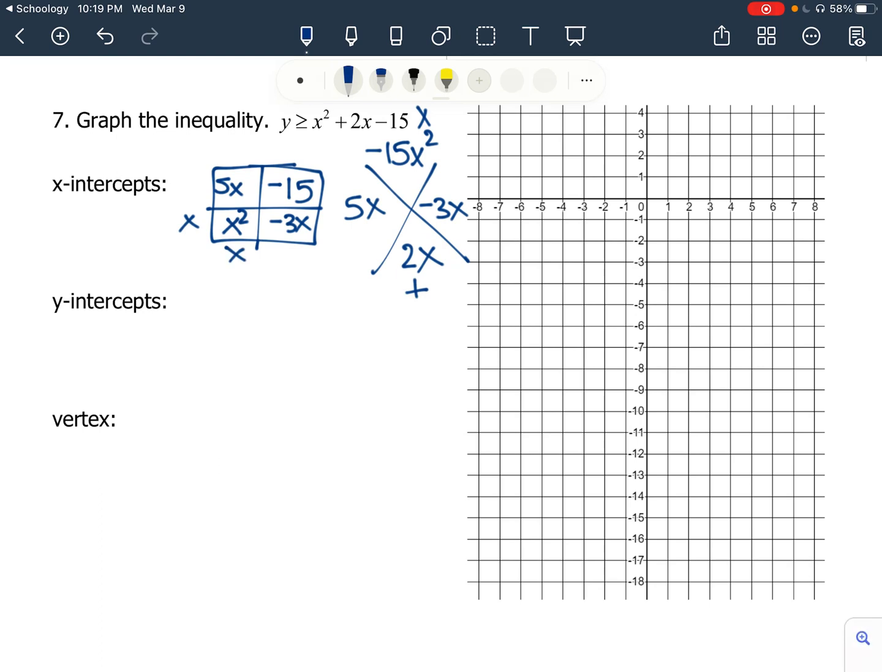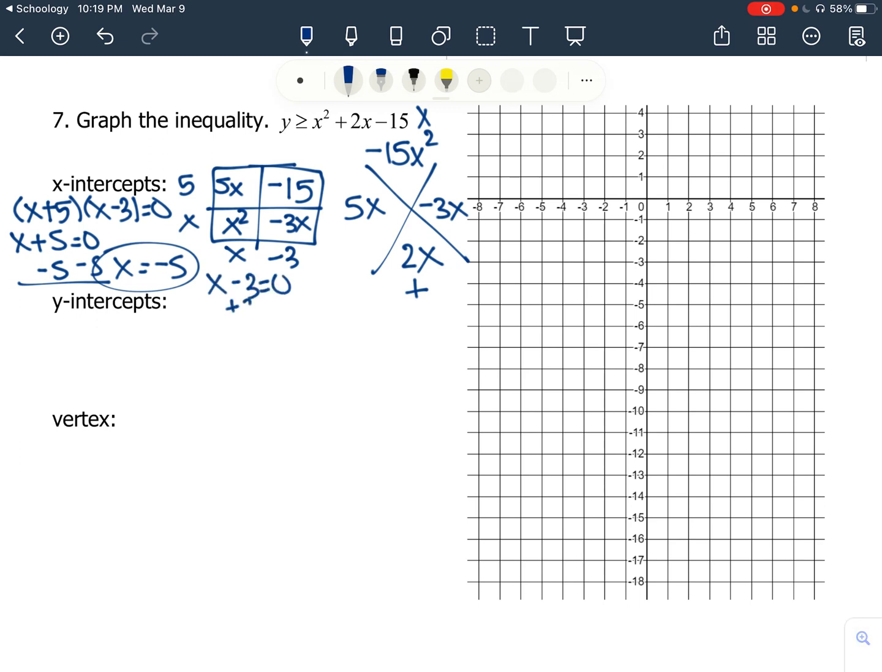So x times x is x squared. x times 5 is 5x. 5 times negative 3 is negative 15x. So to finish off finding the x-intercepts, I'm going to write this out as x plus 5 times x minus 3 equals 0, and then solve those two separate equations being equal to 0. So x plus 5 equals 0, that's negative 5. And then x minus 3 equals 0, that's positive 3. So these are the places where the parabola hits the x-axis. So I'm going to go to negative 5 and put a dot, and positive 3 and put a dot.